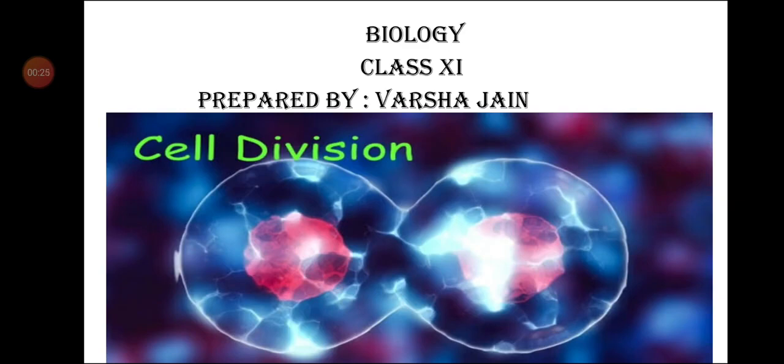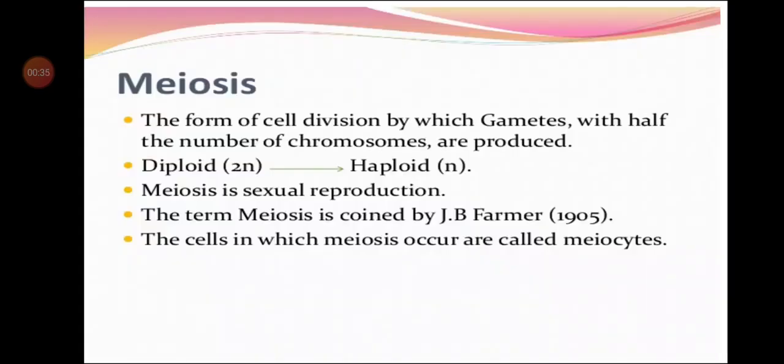We have studied cell cycle, types of cell division, mitosis, stages of mitosis, significance of mitosis, and then we started with the process of meiosis. Okay, let me revise the definition of meiosis. The form of cell division by which gametes with half the number of chromosomes are produced is known as meiosis. In meiosis, diploid number of chromosomes are getting reduced to haploid number.